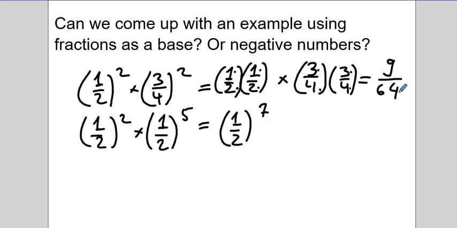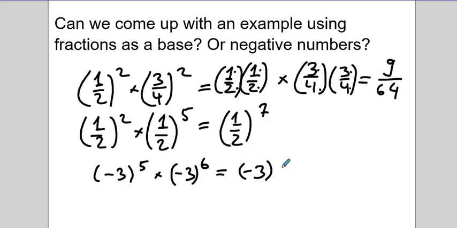That's it. Negative numbers, same thing. I have negative 3 to the power of 5 times negative 3 to the power of 6, let's say. That would be negative 3 to the power of 11. Yes, we add up the exponents. It doesn't matter that it's a negative base. We just copy the base and add up the exponents.